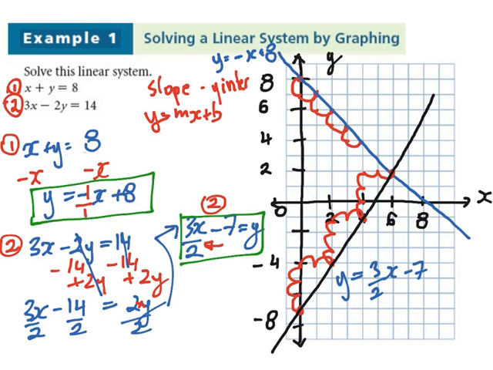So now the question is asking us to solve it. Solving again means that we're finding the intersection point of these two lines. So the question is, what is this coordinate point where the two lines intersect? Well, this coordinate point occurs at (6, 2). This means that x is equal to 6 and y is equal to 2. So this is our solution.